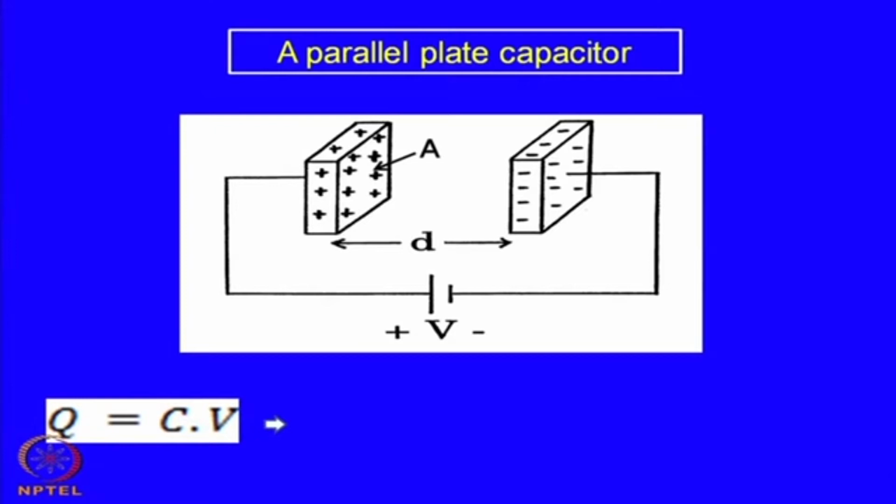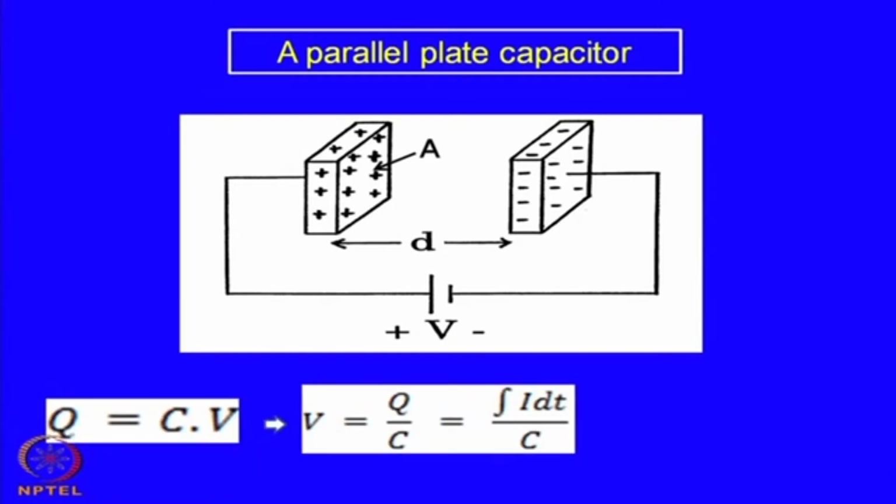This gives rise to a few more equations like V equal to Q by C, and that is equal to integration of I dt by C, because charge is nothing but the accumulation of the total current flowing over a period of time. So, the total current flow over a period of time gives you the total charge which is accumulated or has flown across the two electrodes, and C is the capacitance of that. It is a device parameter, and it has some unit which we will discuss in a few minutes.